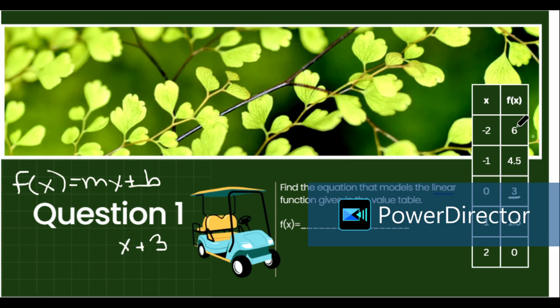x is going to stay there. So let's just take these first two. It has to be two consecutive sets of numbers to find the slope. So we have y2, which is 4.5, minus y1, which is 6, over x2, which is -1, minus x1, which then makes it a positive 2. So 4.5 minus 6 is going to give us -1.5 over -1, which is going to give us a positive 1.5. So there is our final formula. F of x is equal to 1.5x plus 3.